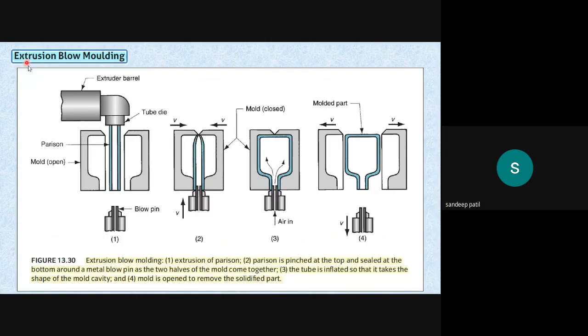So basically, in the extrusion blow molding process, there is an extrusion of plastic. In the extrusion of plastic, there are three sections: feeding section, compression section, and metering section. It goes from the feeding section to the compression section, and then from compression to the metering section, and through the metering section, it goes into the mold. Then the mold gets closed, and air is inflated into it so that it takes the shape of the mold, and then the molded part is taken out.